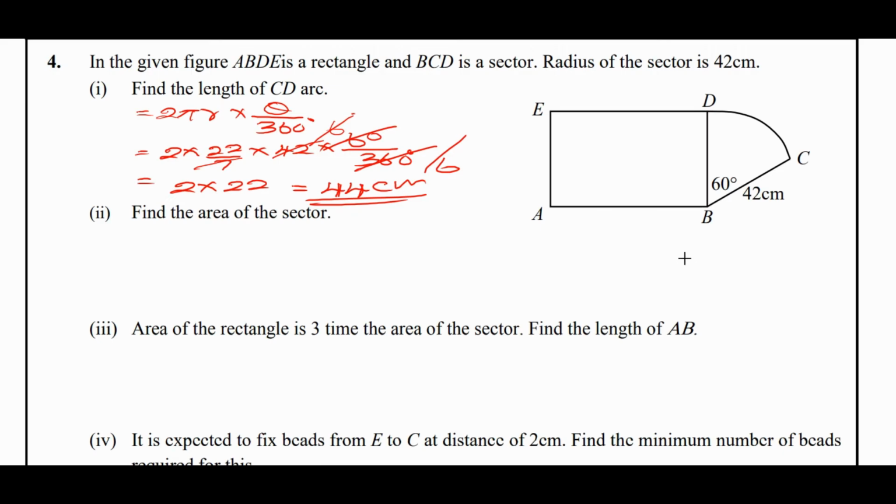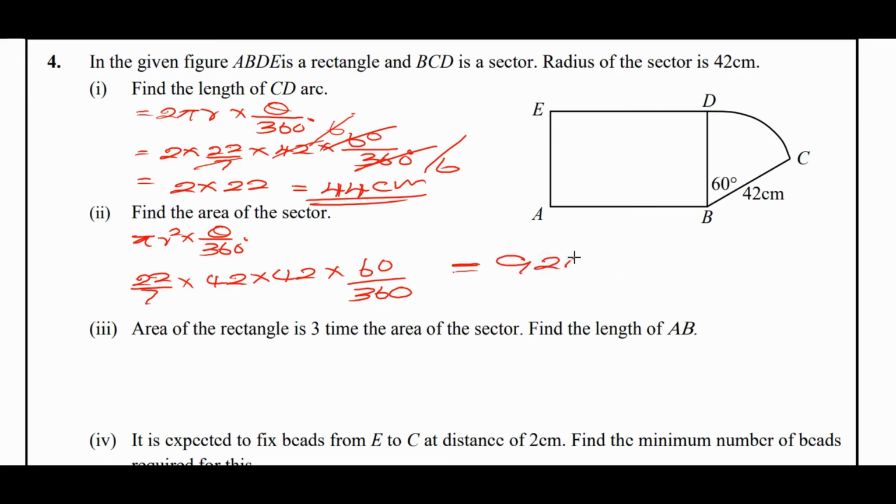Then the second part, find the area of the sector. We know the area of a sector is pi r squared into theta over 360. That is 22 over 7 into 42 into 42, again 60 divided by 360. After simplifying this one, you will get 924 square centimeters. Area of the rectangle is 3 times the area of the sector. Find the length of AB.